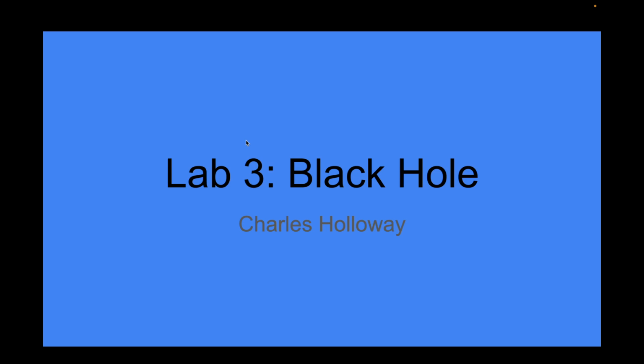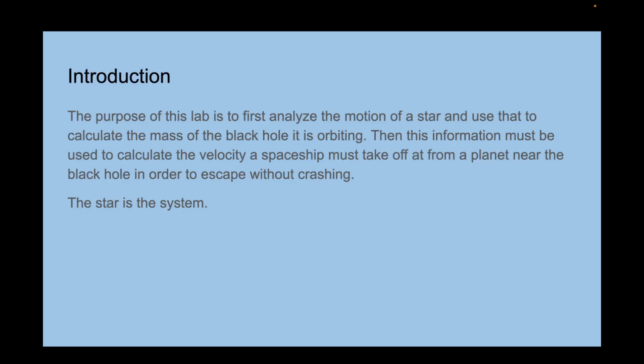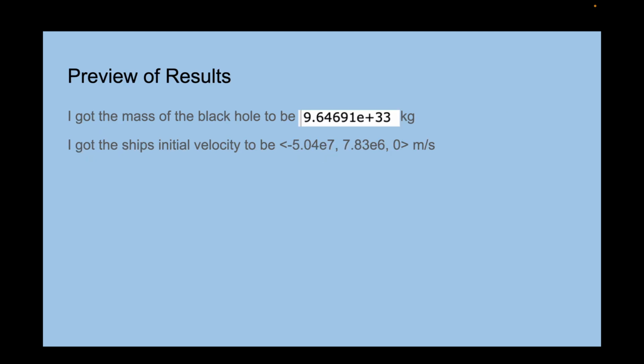Lab 3, black hole. The purpose of this lab is to first analyze the motion of a star and use that to calculate the mass of the black hole it is orbiting. Then take this information and use it to calculate the velocity of a spaceship that must take off from a planet near the black hole in order to escape the system without crashing. And for this lab, the star is the system.